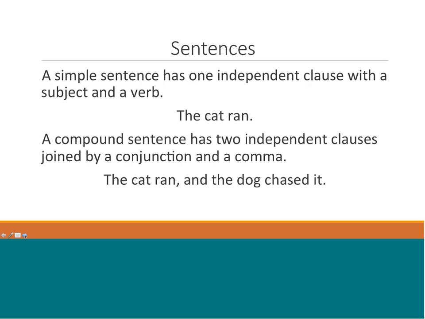All right, types of sentences. A simple sentence has one independent clause, which includes the subject and the verb, like the cat ran. And a compound sentence has two independent clauses joined by a conjunction and a comma, the cat ran, and the dog chased it.